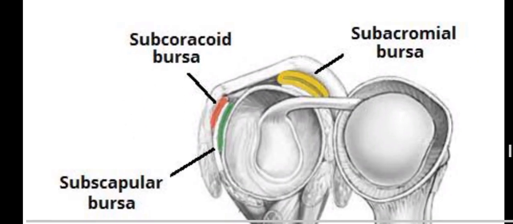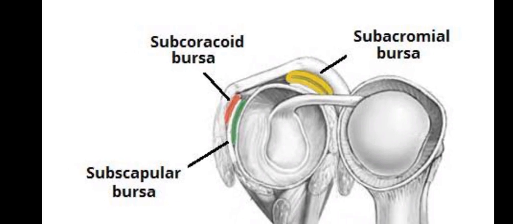So this picture is actually depicting the different bursas we have on the shoulder joint and their names. You could see the subcoracoid bursa, subscapularis bursa, subcoracoid bursa can also be the infraspinatus bursa. You could see the subacromial bursa too.